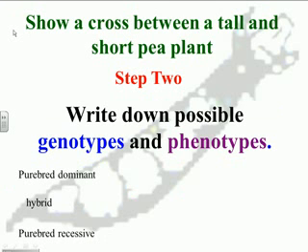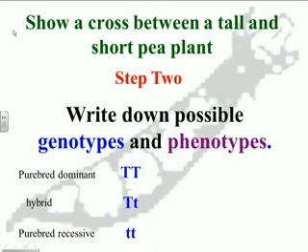Okay, step 2. Let's say it. Write down the possible genotypes and phenotypes. How many genotypes are possible? 3. How many? 3. Good. There'll always be 3. The 2 caps, how do we say that verbally? Purebred, dominant. 1 of each, how do we say that verbally? Hybrid. And 2 lowercase, how do we say that verbally? Purebred recessive. So that's the first thing you do.